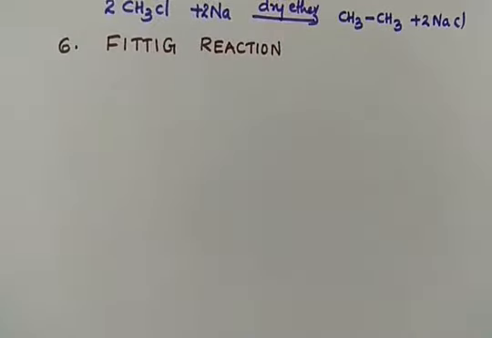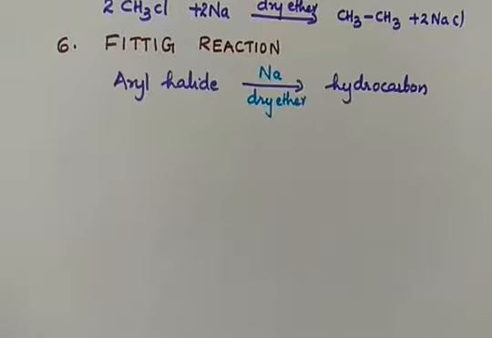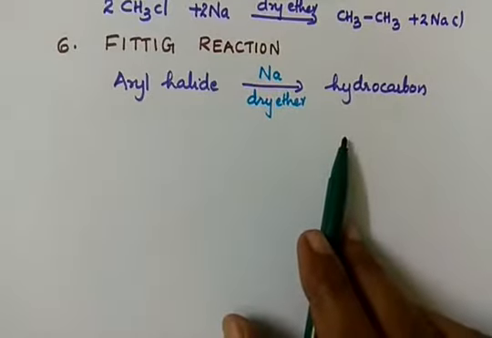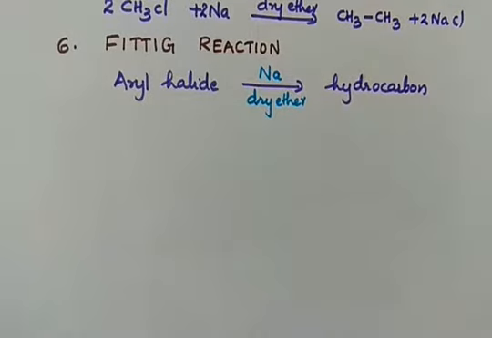Fittig reaction. In the Fittig reaction, an aryl halide is converted to a hydrocarbon when it is heated with sodium in dry ether. Same conditions, sodium and dry ether, as in the Wurtz reaction. But in the Wurtz reaction an alkyl halide is converted to a hydrocarbon, while in the Fittig reaction an aryl halide is converted. Here also the hydrocarbon contains double the number of carbon atoms than the aryl halide.